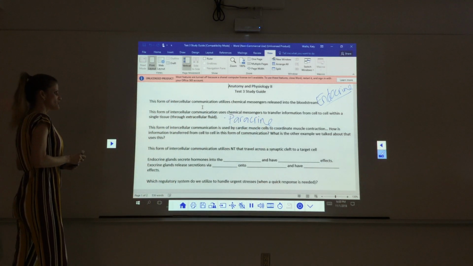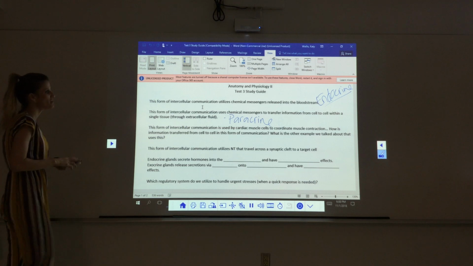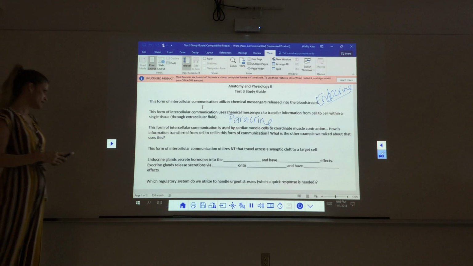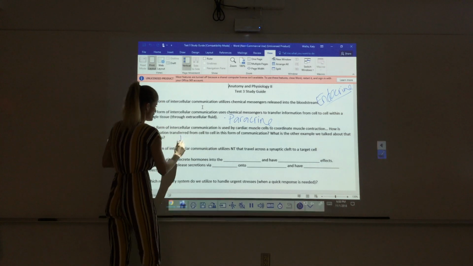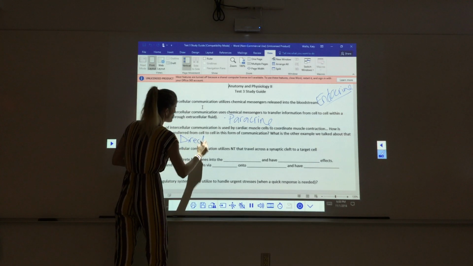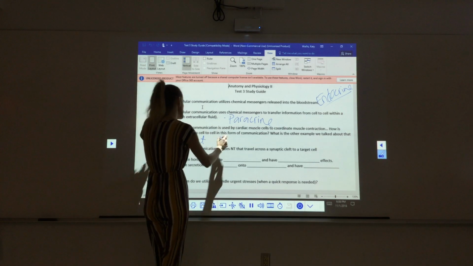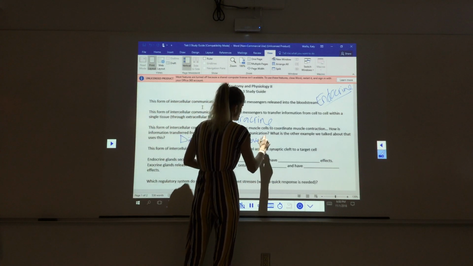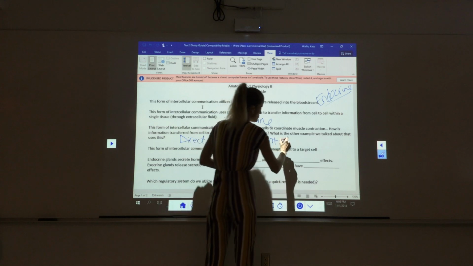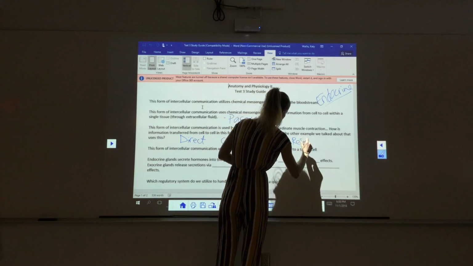What form of intercellular communication is used by cardiac muscle cells? It's where information is transferred from one cell to a neighboring cell. Direct. What's the other example that we talked about that uses this? Cilia movement. So coordination of cilia movement, like for example in the respiratory tract.